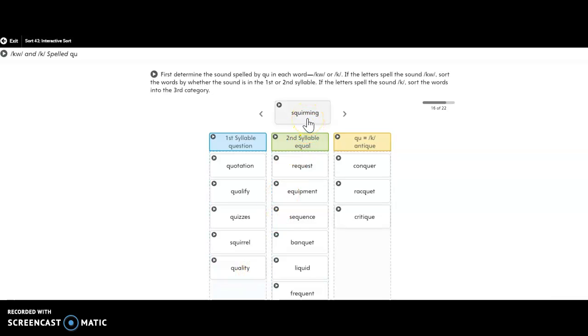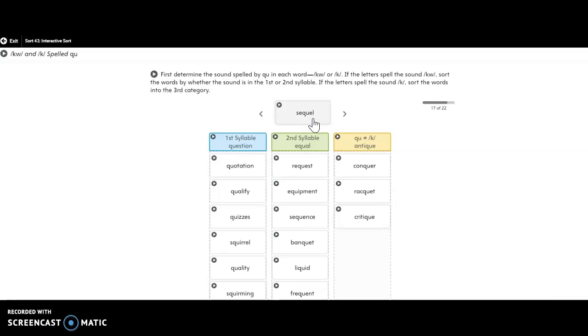Next is squirming. This is also a fun word. It's an action. It means wriggling, writhing about. Squirming. Not staying still, right? And squirming, that is also in the first syllable. Squirm. And again, my mouth is making the W shape, so I know squirming goes in that category.